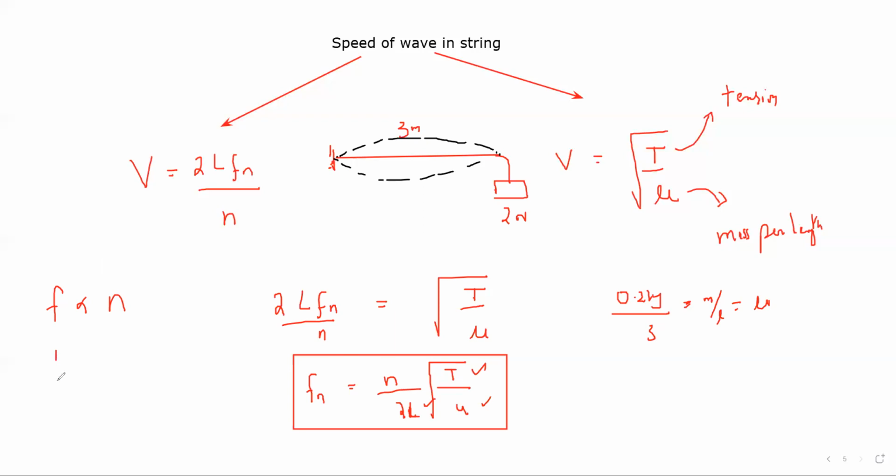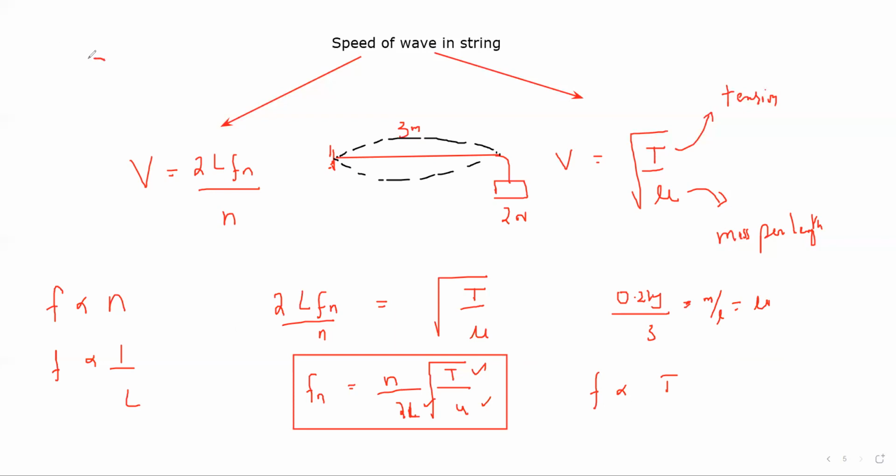It is inversely proportional to the length of a wire. If I use a shorter wire, it will produce a higher frequency as compared to a longer wire. And it is directly proportional to the tension. If I stretch the string or apply more force on it, it will produce a higher frequency.